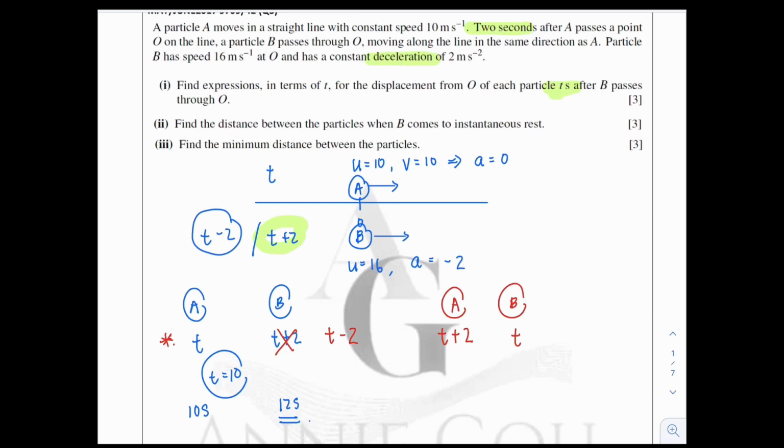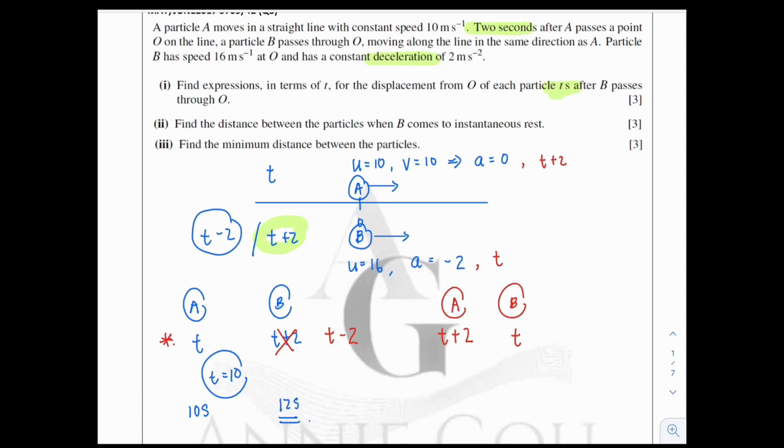Still remember what I mentioned earlier here? You can put the t for the particle A, whereas t minus 2 for the particle B. But for now, according to the question, they want the t to go to the particle B, which means t plus 2 goes to the particle A. Let me jot down this information here. For the A it should be t plus 2. For the B, it should be t.